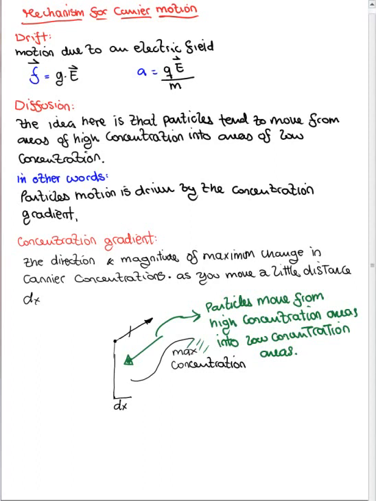So now we understand a little bit about p-type silicon, n-type silicon, and two mechanisms for carrier motion, which are drift and diffusion. Now we want to know what would happen if you put p-type silicon and n-type silicon together. So let's take a look at that.